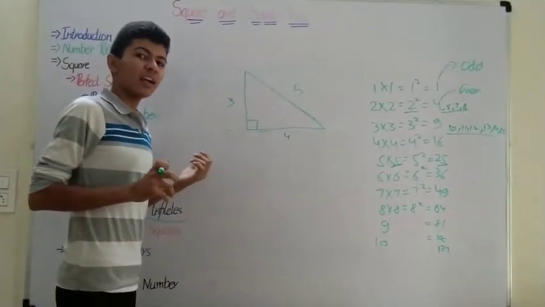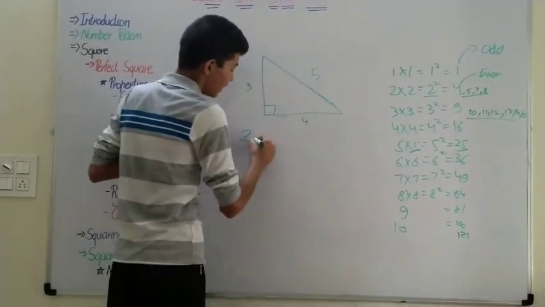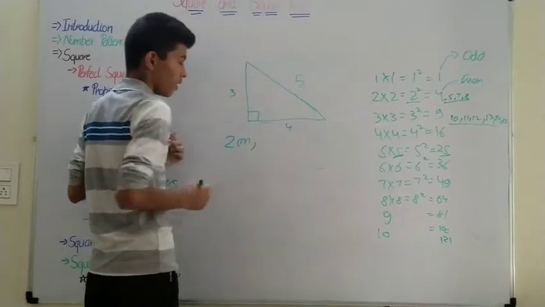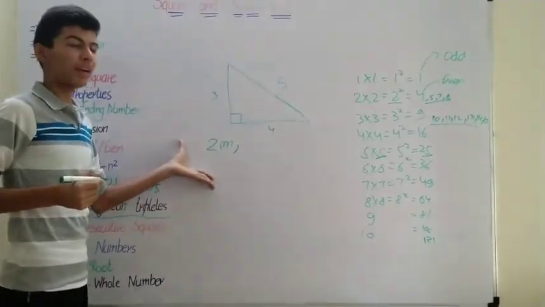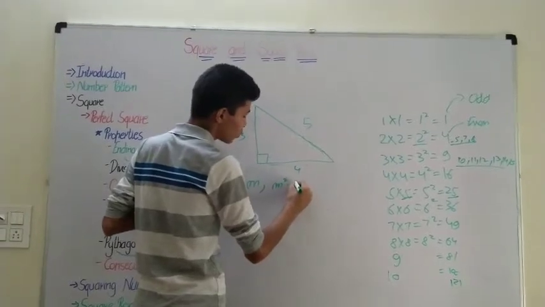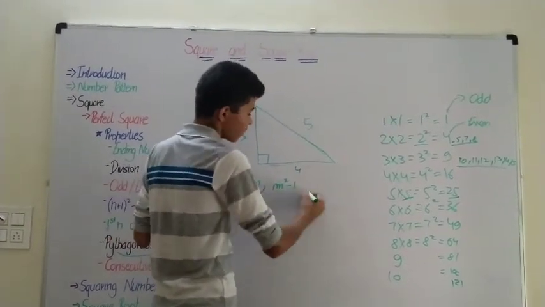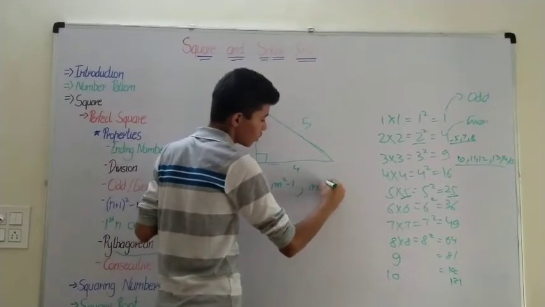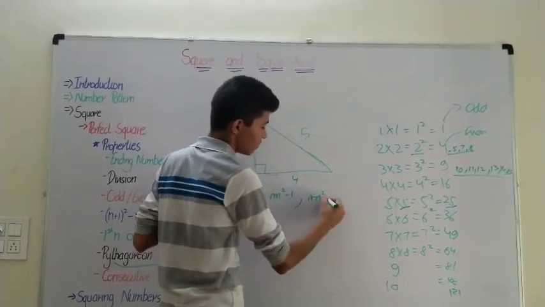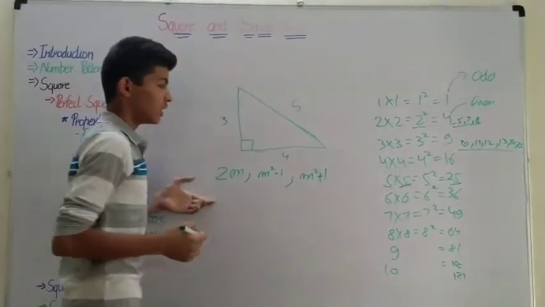We can find this as we have a formula. We take 2m, which is the first Pythagorean triplet number, and then we have m square minus 1, which will be the second, and then we have m square plus 1. So these are the three Pythagorean triplet numbers.